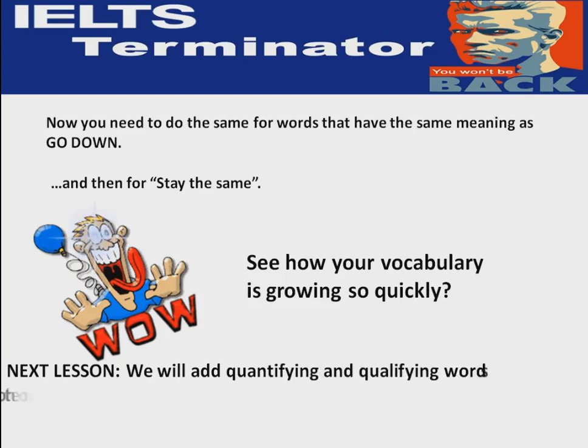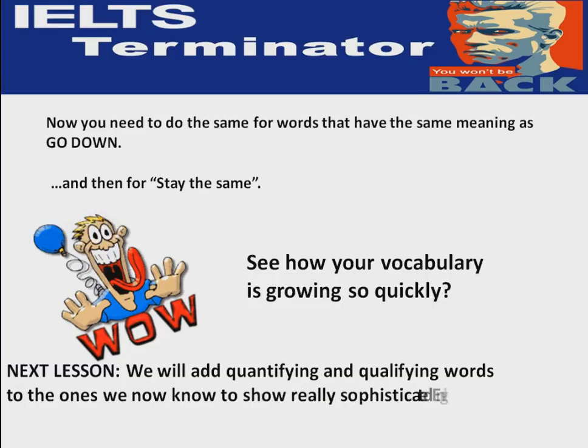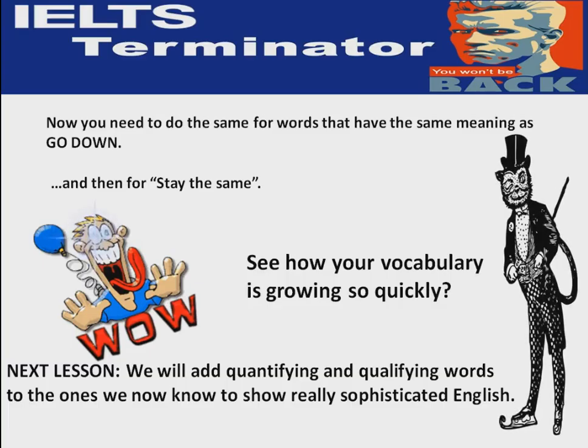So, in our next lesson, we will add quantifying and qualifying words to the ones we now know to show some really sophisticated English. Don't forget, do this exercise for go down and stay the same. We will have sophisticated English.